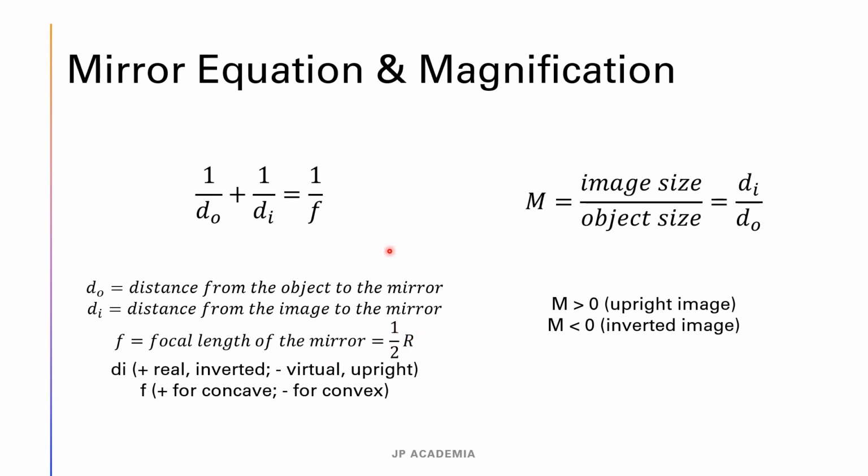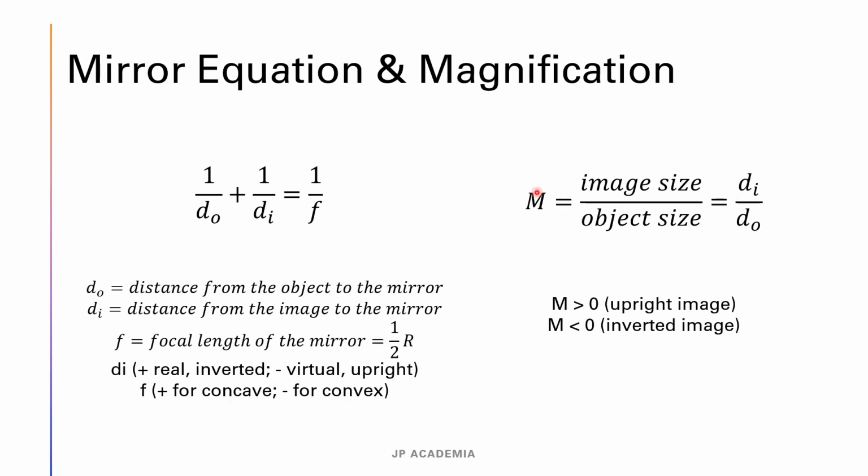Note that d_o and d_i are positive if the object or image is in front of the mirror, and negative if it is behind the mirror. A positive d_i, shown here, means the image is real and inverted, while negative means the image is virtual and upright. The focal length f is positive for a concave mirror and negative for a convex mirror.